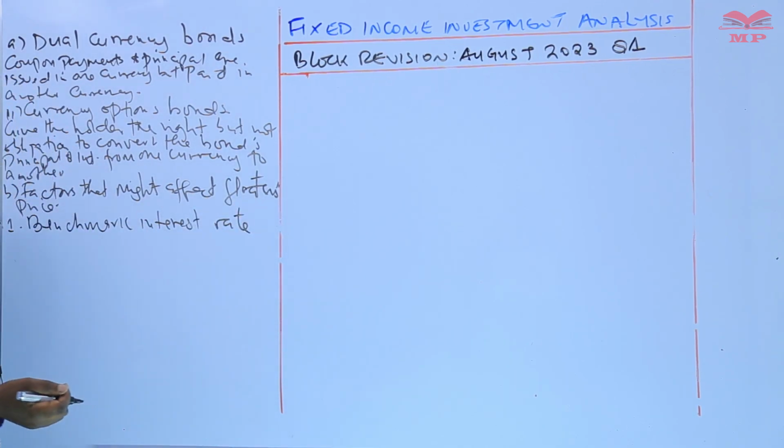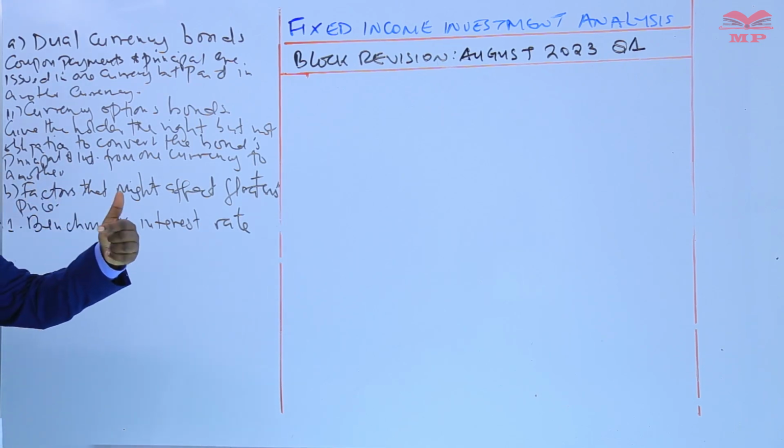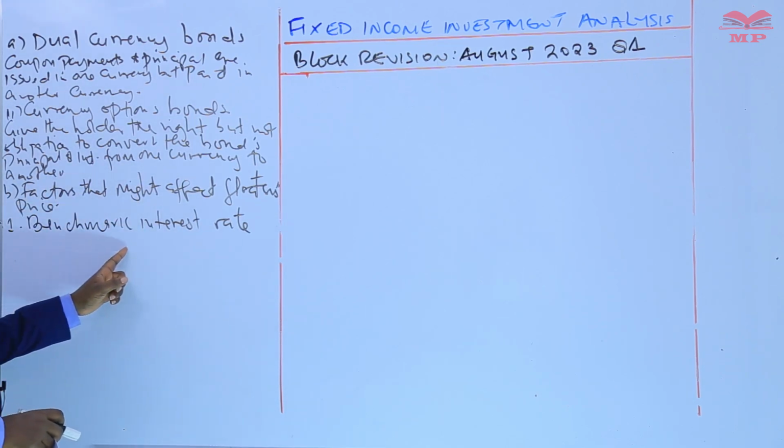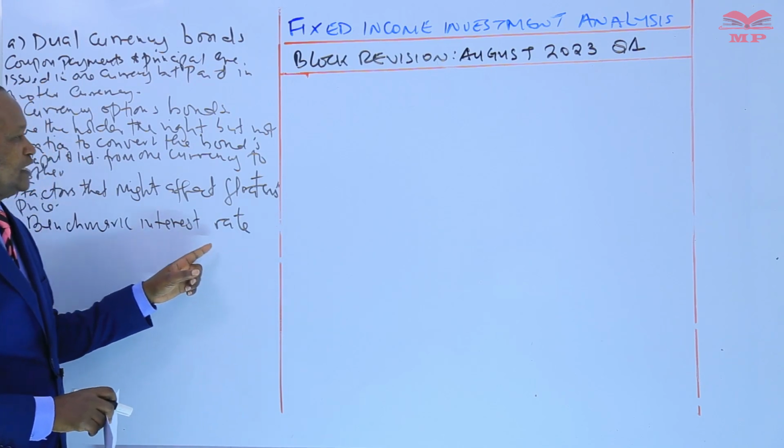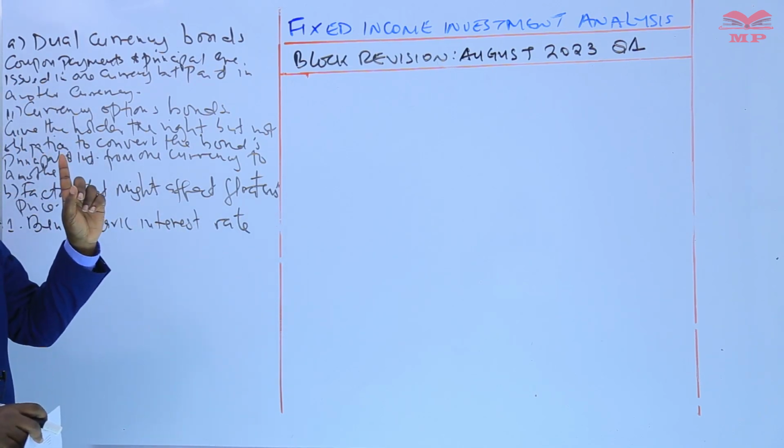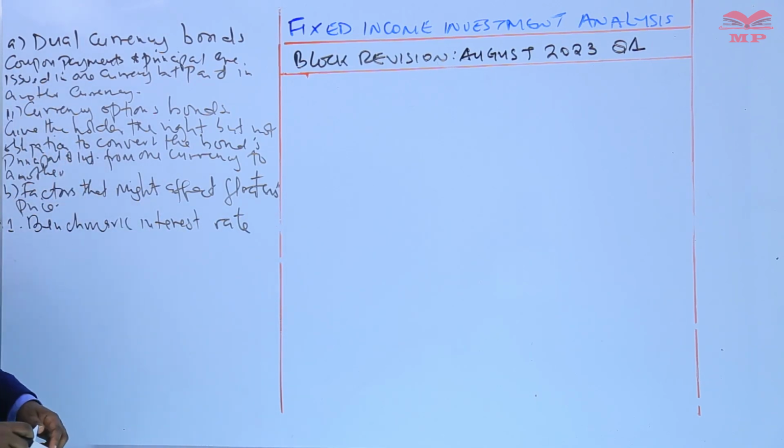I've just defined a floating rate bond as a bond whose interest rate is not fixed but adjusts periodically according to a specified benchmark interest rate. So if this benchmark interest rate changes, then the floater's price is automatically going to change.